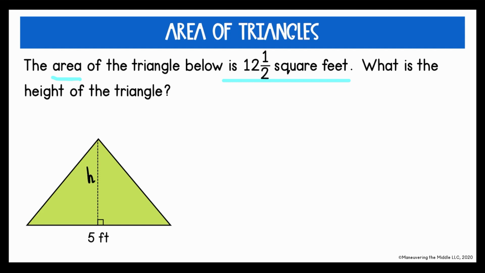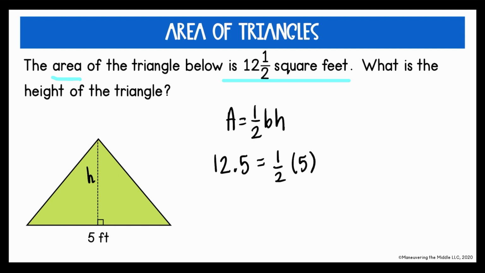So I'm going to go ahead and label H because that's what we're looking for. I'm going to start with my formula. And now I'm going to substitute the values. This time I'm just substituting a few different things. So here I'm going to substitute 12.5. And again, you can make that a decimal or you can leave it as a fraction, whichever is easier for you. And then I know my base is 5 and it wants to know my height.